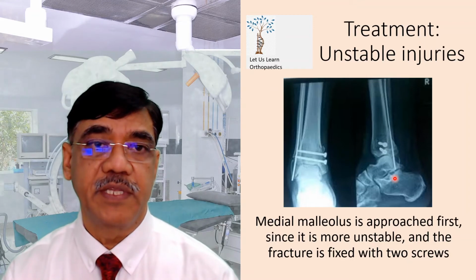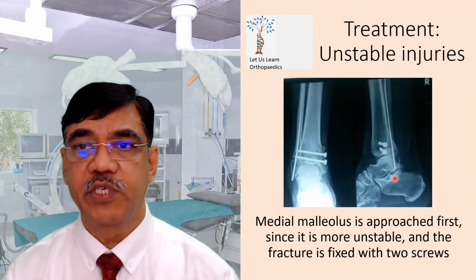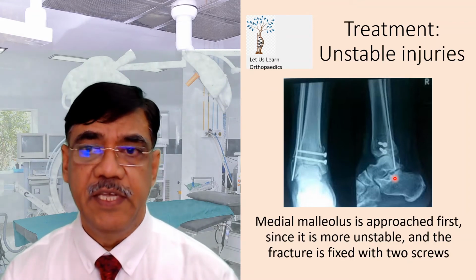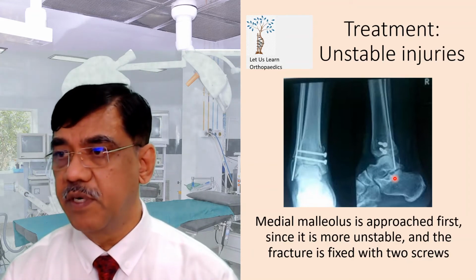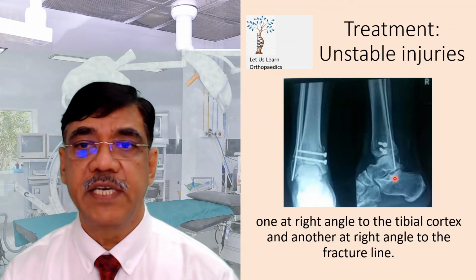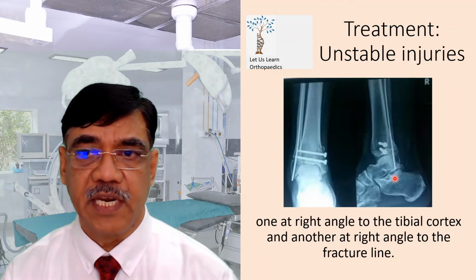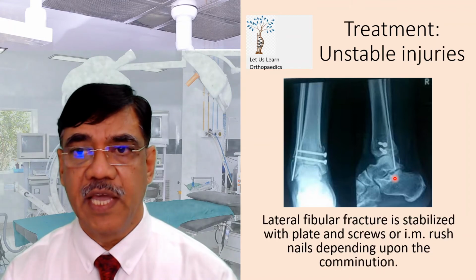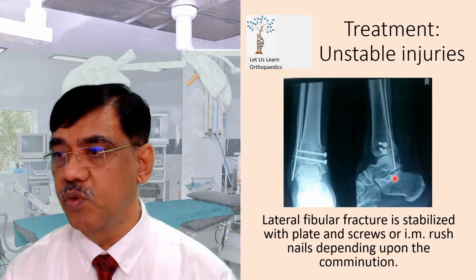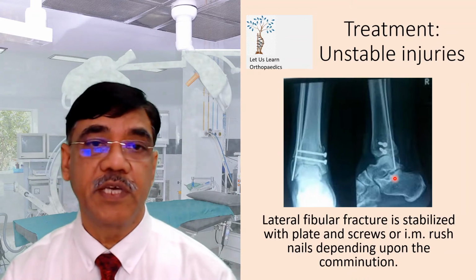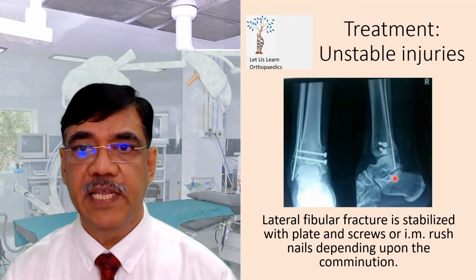Now here remember, in the adduction type we are approaching the medial malleolus first, since it is more unstable, and the fracture is fixed with two screws as shown in this particular diagram. One at right angle to the tibial cortex, another at right angles to the fracture line. The lateral fibular fracture is stabilized either with the plate and screws or the rush nail depending upon the combination. Here the rush nail has been used.